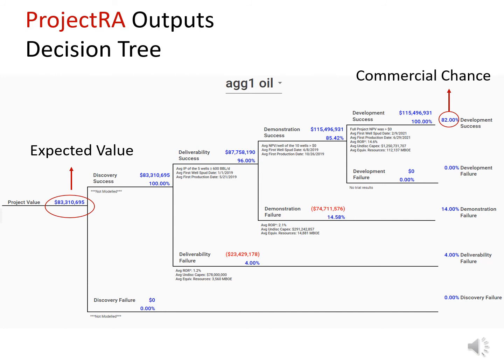When I solve my decision tree to the left, I'm going to generate an expected value for the project, which of course is going to encompass all the success and failure results across the tree. I'm also going to be able to generate a commercial chance of success for the project. So I think you can easily see that if I've generated ProjectRA models for several of my projects, just these two metrics alone are going to give me some very important ranking criteria so I can select the best portfolio of opportunities for investment.